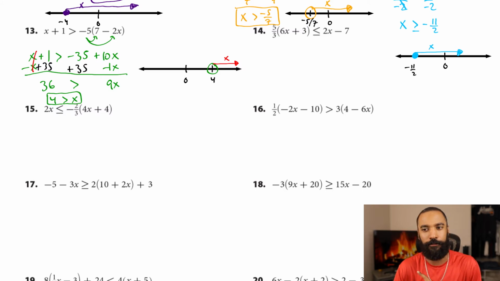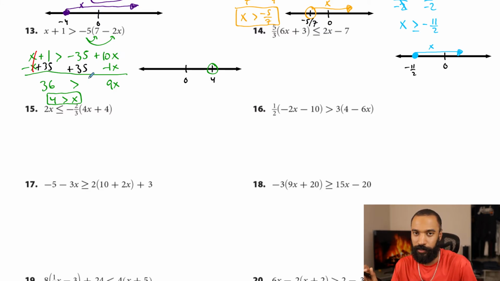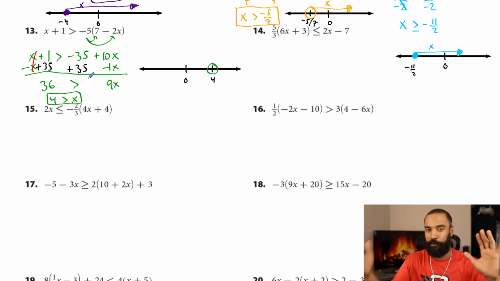And here's what I recommend for everyone out there listening. When you get your solution, make sure that you eventually write it with the variable on the left side of the expression. Always compare your variable to the boundary point. Always. And I'm going to always do it here. Even if I choose to do positives on the right side, guess what? I'm going to flip it over.